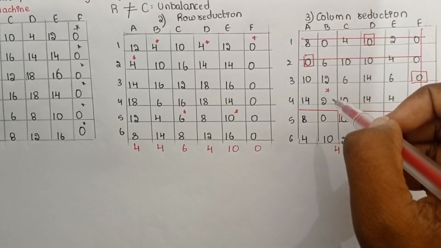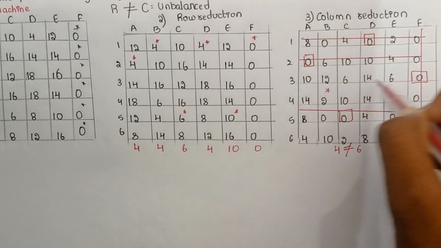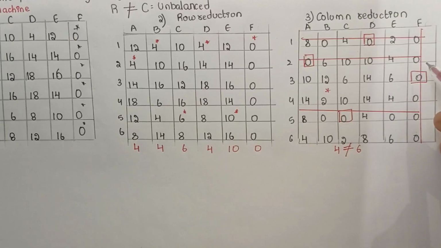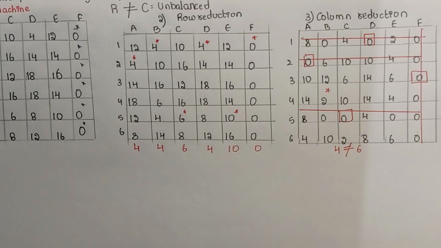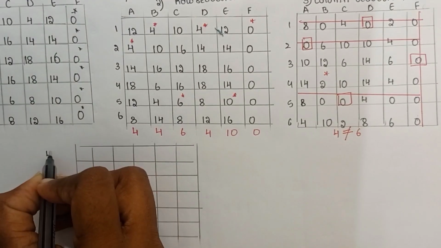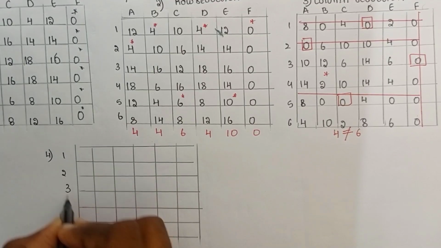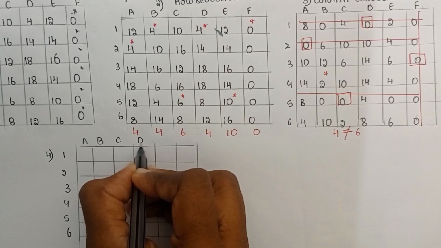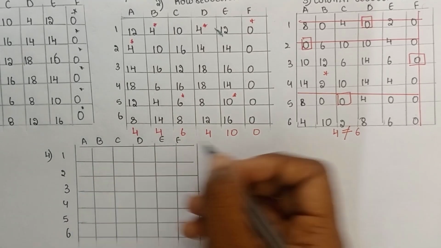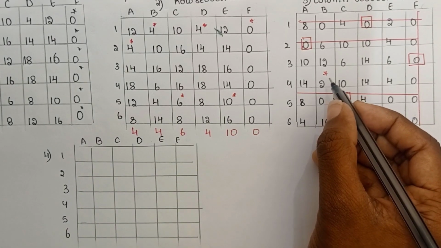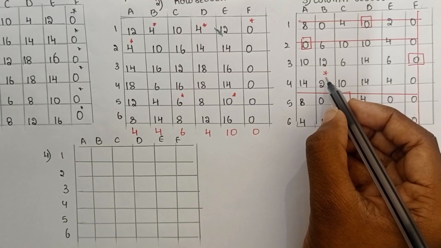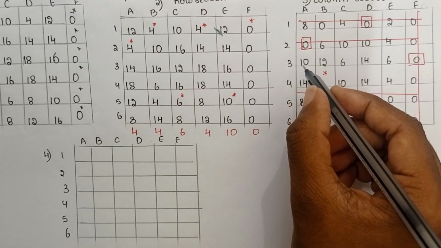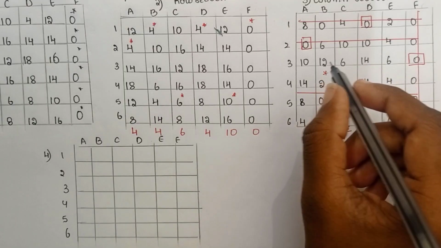Okay, now we have to deduct this 2 from the left out values and we have to add this 2 to the intersecting points in the matrix. So this will be our fourth matrix. Let me mark it. And this is A, B, C, D, E and F. The least value in the left out cells is 2. So I have to add this to the intersecting points and I have to deduct it from the left out values which are not affected by row and column scanning.